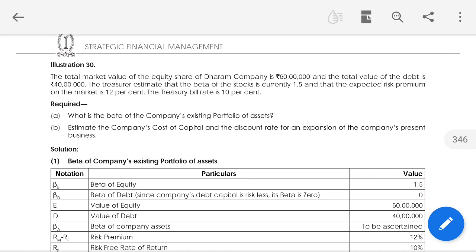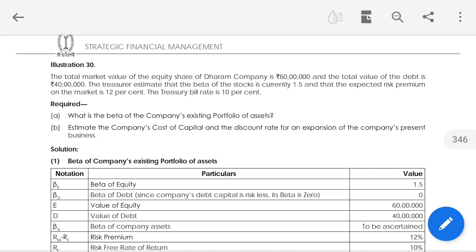Then the treasurer estimates that the beta of the stocks is currently 1.5 and that the expected risk premium on market is 12%. Risk premium is nothing but return on market minus risk-free rate of return. Okay, so the treasury bill rate is 10%. This is a risk-free return.